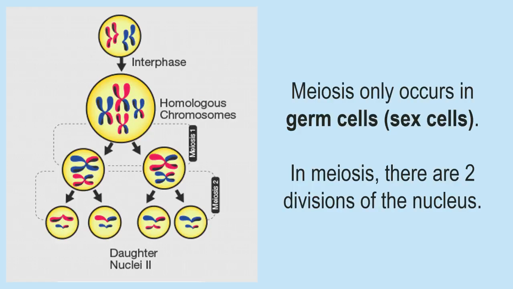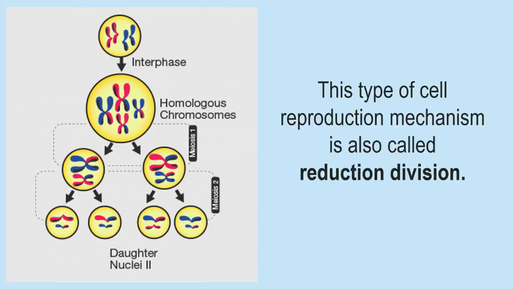So meiosis only occurs in germ cells or the sex cells. Of course, it is for sexual reproduction. And in meiosis, there are two divisions of the nucleus. This type of cell reproduction mechanism, the meiosis, is also called reduction division.